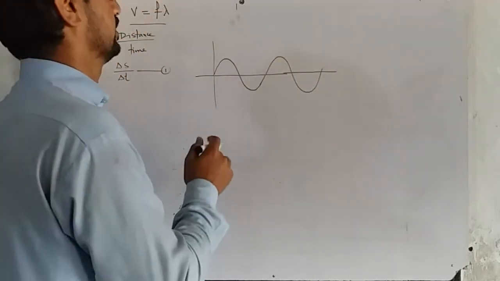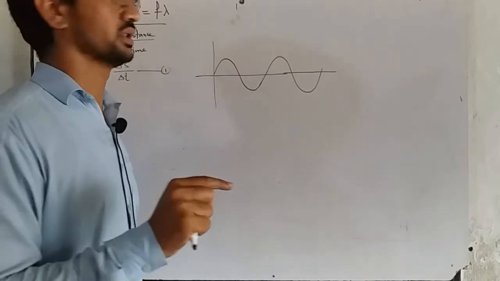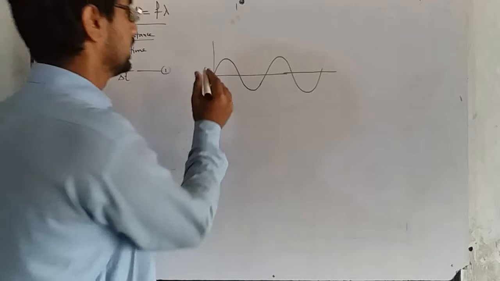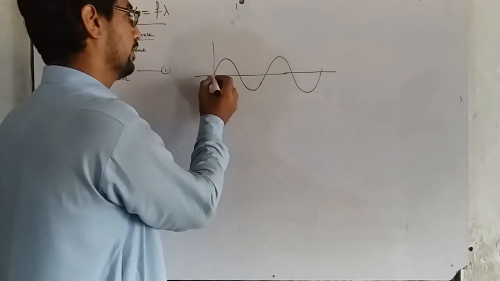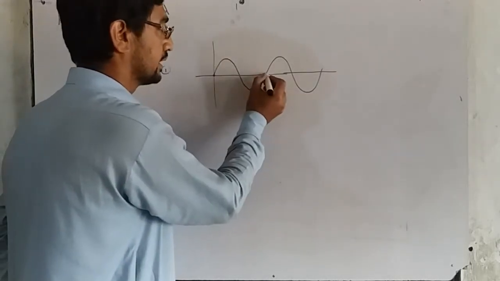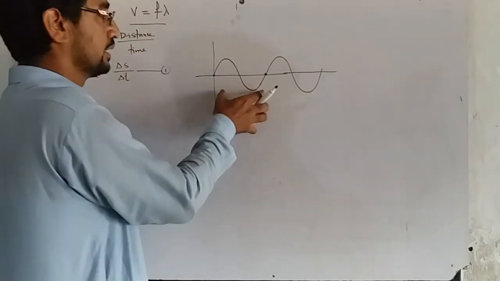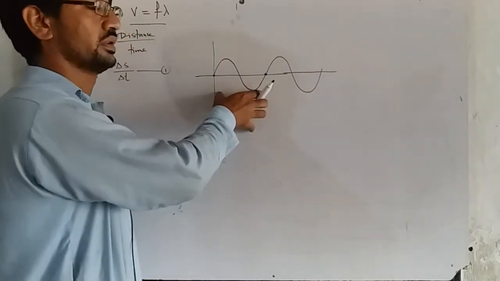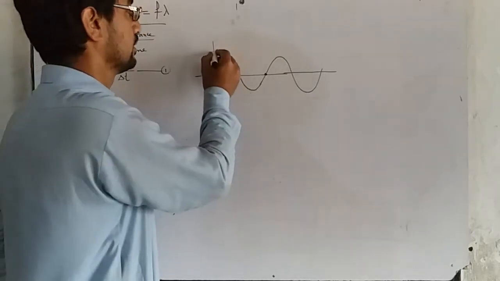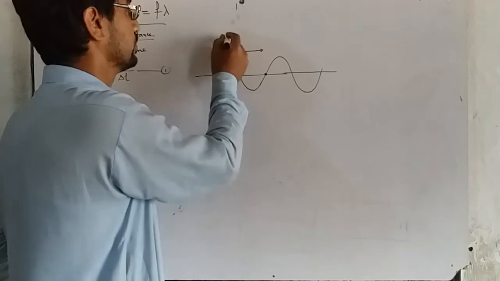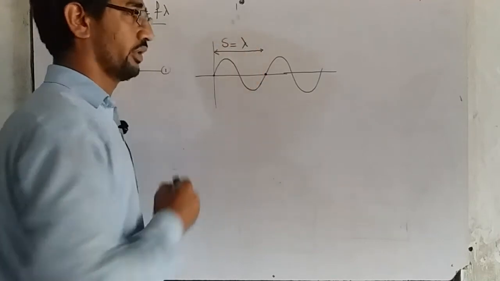If we take one wave or one oscillation, the distance covered will be equal to the wavelength. Let's suppose we start the wave from here and take this point as its terminal or end point, then it is a complete wave. This is one cycle, and the distance of one cycle is equal to the wavelength of a wave.